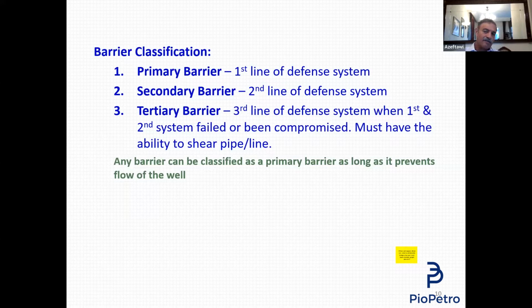The tertiary barrier could be another BOP, which we call a shear seal BOP, that shears the pipe or the wire and seals at the same time. And this device has to be actuated from your normal control cabin, and also from a separate remote control panel. You can put it away from the location up to 200 feet.